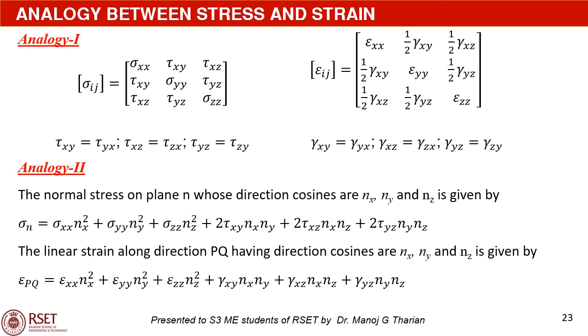suppose the strain tensor at a point P is given. The linear strain along the direction PQ having direction cosines nx, ny and nz is given by epsilon PQ is equal to epsilon xx nx square plus epsilon yy ny square plus epsilon zz nz square plus gamma xy into nx into ny plus gamma xz into nx into nz plus gamma yz into ny into nz.